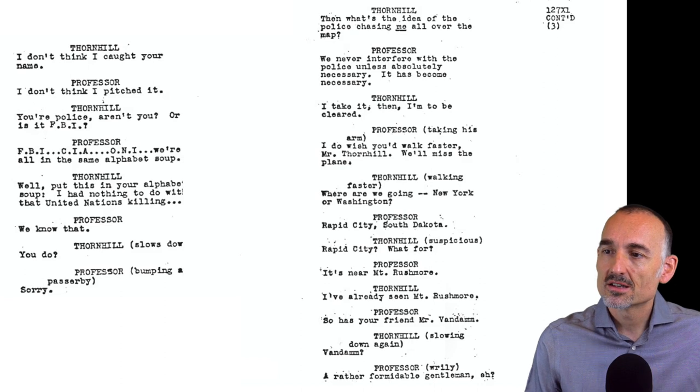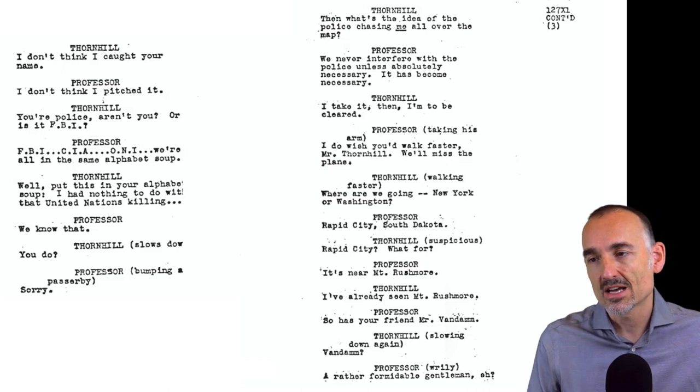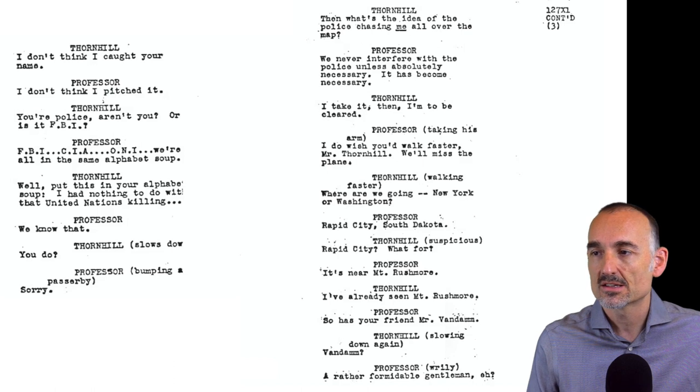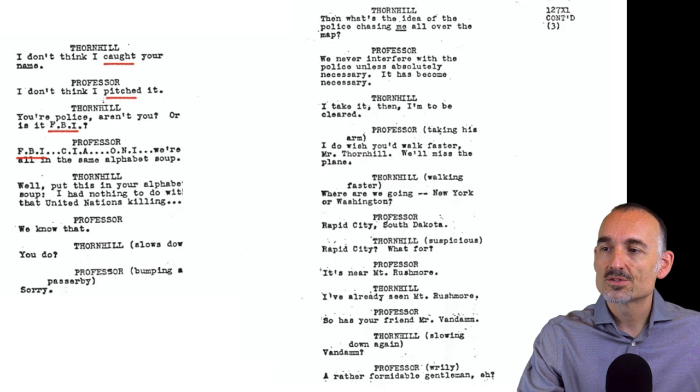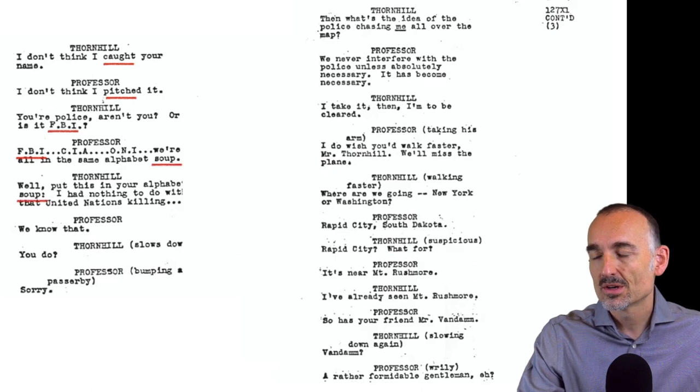Now, the reason we're showing this clip and this excerpt from the screenplay is how this piece of dialogue is being unified. You'll also find it in the example list from Jack Brislee that you'll be sent after this masterclass. So if we look at this, I don't think I caught your name, to which the professor responds with, I don't think I pitched it. So he responds to the word caught. Thornhill says, you're police, aren't you? Or is it FBI? Professor throws back the word FBI. CIA, ONI, we're all in the same alphabet soup. Now, Thornhill goes for a different direction, but uses the alphabet soup as the connection with the previous exchange.